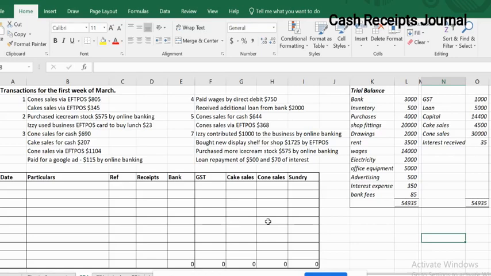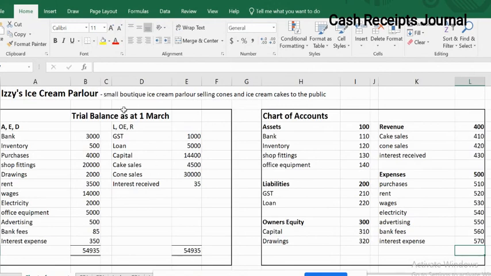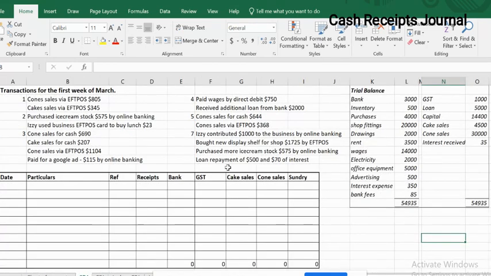We're now on to part 2 for Izzy's Ice Cream Parlour. And if we have a quick look back here, we have a little bit about the business. Izzy's Ice Cream Parlour is a small boutique ice cream parlour selling cones and ice cream cakes to the public. Now, it's always important to know who you are and what perspective you're doing transactions from.